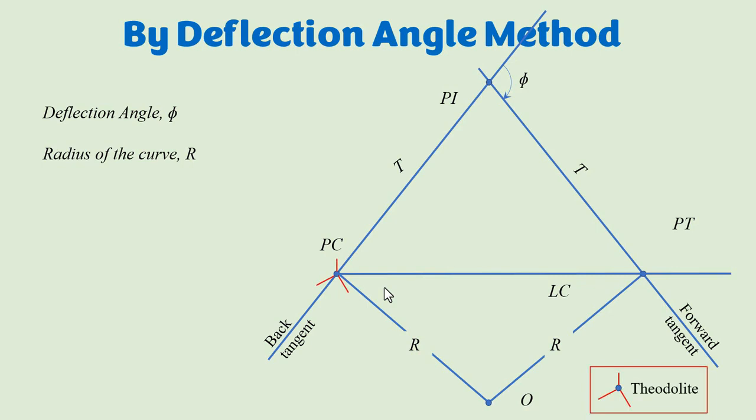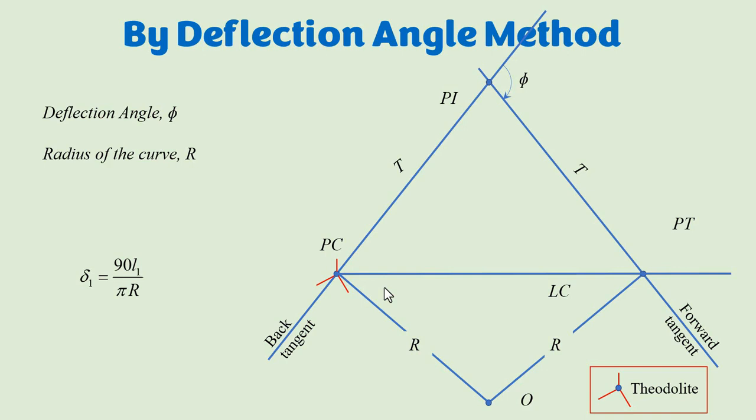Now the point of discussion here is how we can calculate the deflection angle. The formula for the deflection angle is 90L over pi r. In this formula, L1 is the peg interval and R is the radius of the curve. The peg interval is to be calculated depending upon the length of the curve.